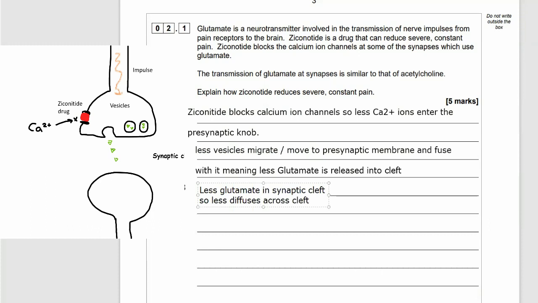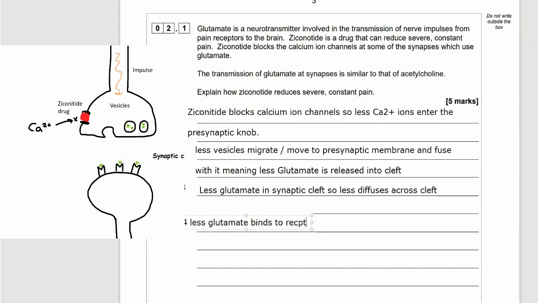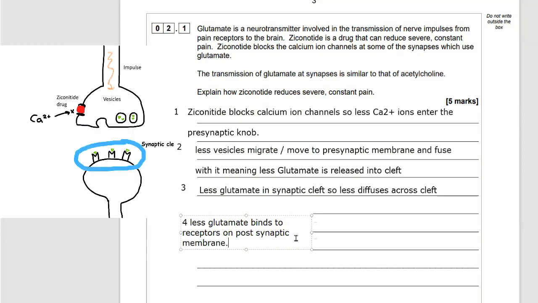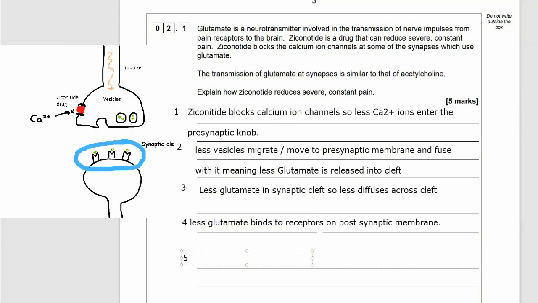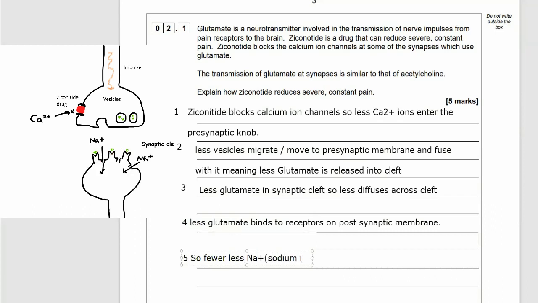What does that mean? Less diffusion of the glutamate across the cleft, which means less glutamate binds to those specific protein receptors on the postsynaptic membrane. So think about it. If you have less glutamate, which is a neurotransmitter, binding to those receptors, then we're going to have less depolarization, fewer sodium ion channels open, and fewer sodium ions enter the postsynaptic membrane.